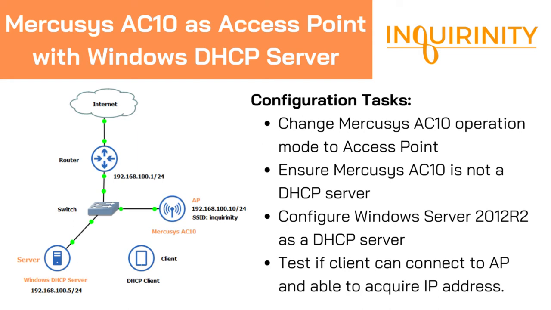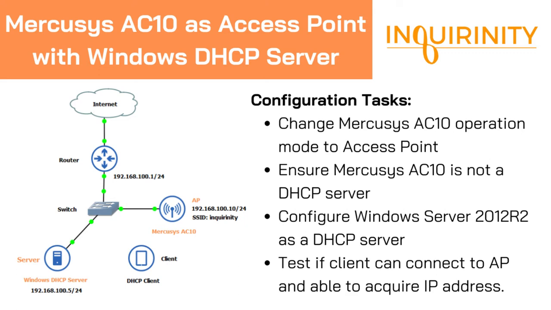So first, we will change the Mercusys AC10 operation mode into access point. Next, we will check if, by changing into access point mode, the DHCP server is still enabled. We will make sure our Mercusys AC10 will not be a DHCP server. Then we will install and configure the DHCP server role in our test Windows Server virtual machine.